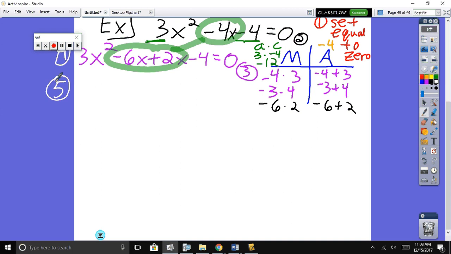Our next step is called factor by grouping. Factor by grouping is when you have a group of 4 terms like we have right here, and we're going to group them into sets of 2. So this first 2 and these second 2.